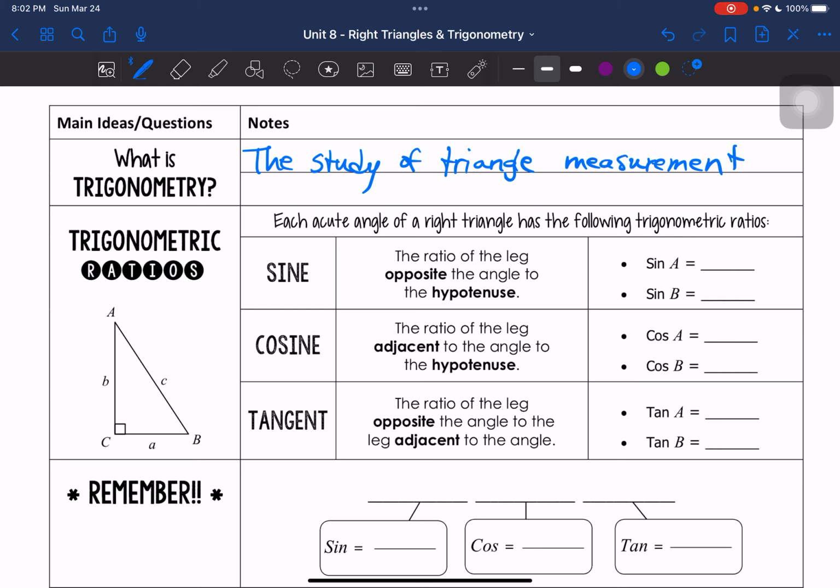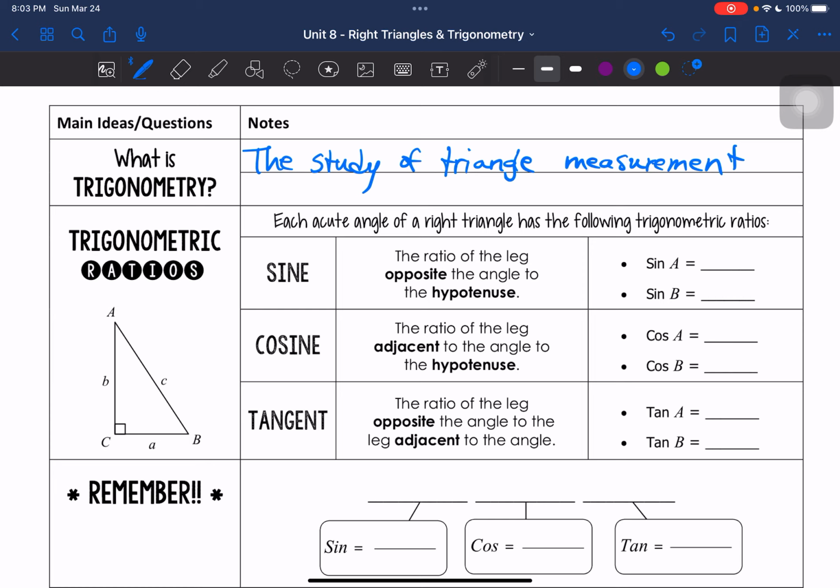These are the buttons on your calculators that say sin, cos, and tan. You might have wondered, what are those for? This is when we use them. The first one that we're going to see is sine, and that is defined as the ratio of the leg opposite the angle to the hypotenuse.